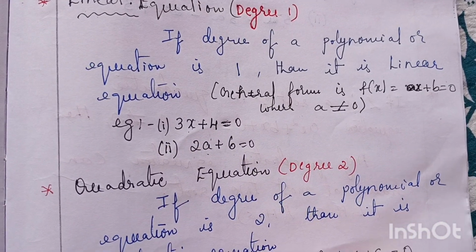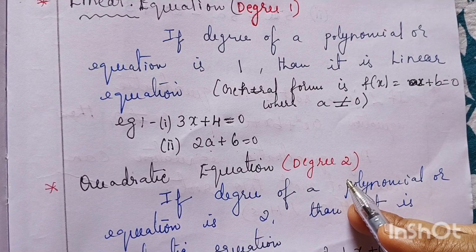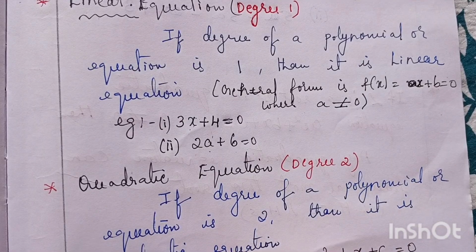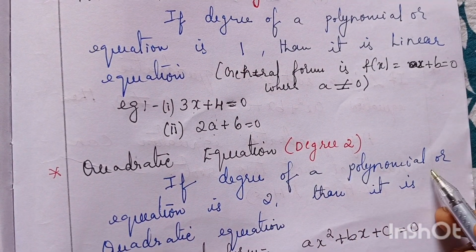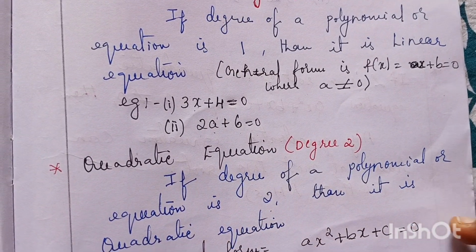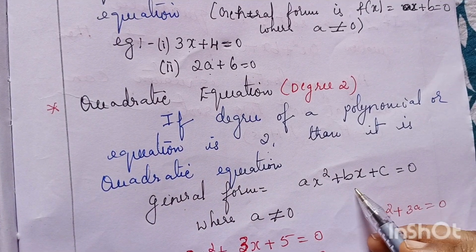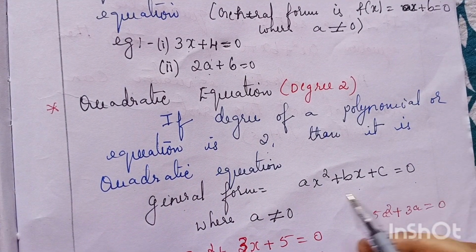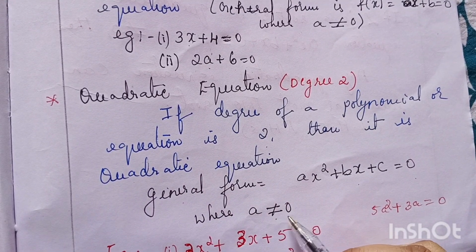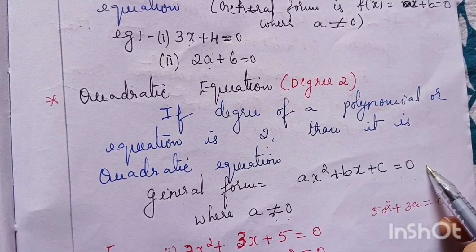Next is the quadratic equation. Quadratic equation means the degree should be 2. We are talking about the degree of a polynomial or equation. So if the degree of the polynomial or equation is 2, then it is a quadratic equation. The general form of a quadratic equation is ax square plus bx plus c is equal to 0. This is the general or standard form, where a does not equal 0.